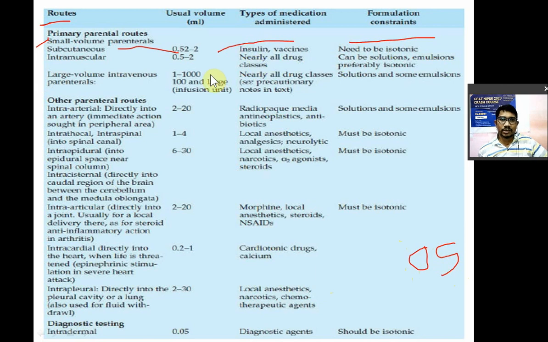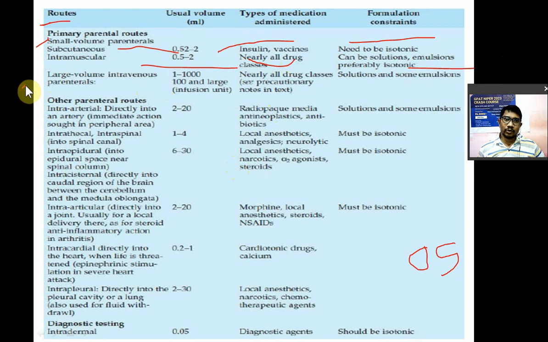Then intramuscular injection: you can inject 0.5 to 2 ml, but you can inject up to 5 ml. Nearly all kinds of drugs can be formulated as intramuscular injection. They can be formulated in aqueous vehicle as well as oily vehicle, but if you use an oily vehicle, the injections are painful. It can be a solution, emulsion or colloidal suspension. Preferably it should be isotonic.